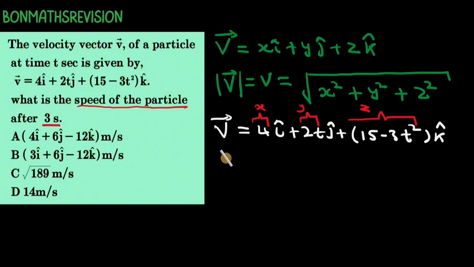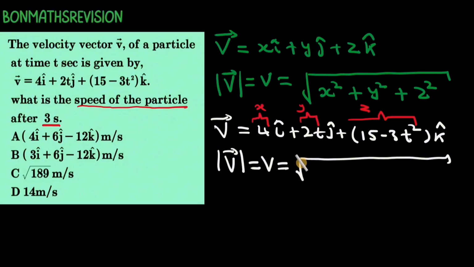So it means that the speed is the magnitude of the velocity v, which is also written simply as v, and which equals the square root of the component of x squared, which is 4 squared, plus the component of y squared, which in this case is 2t, all that squared, plus the component of z squared, which is (15 minus 3t squared), all that squared.